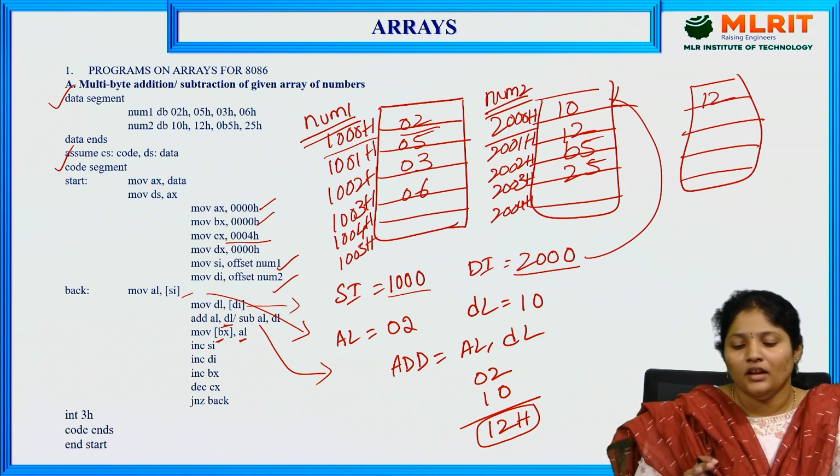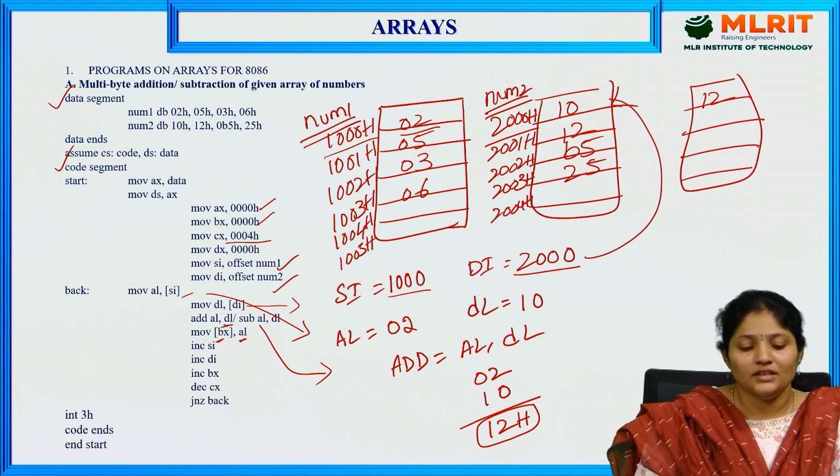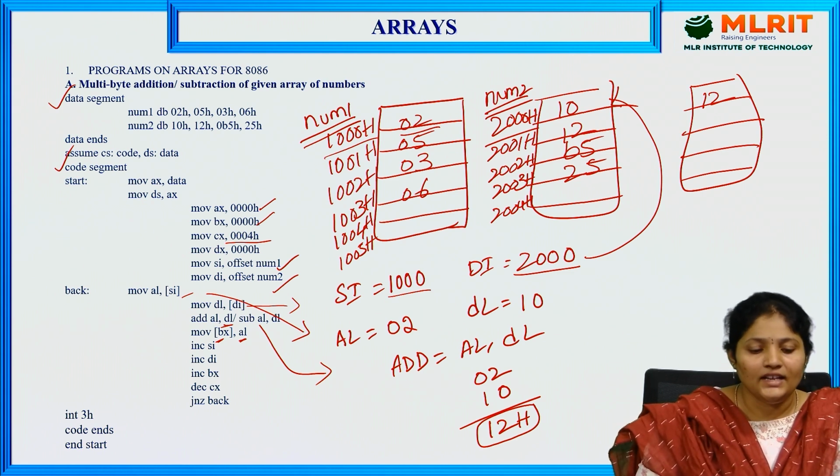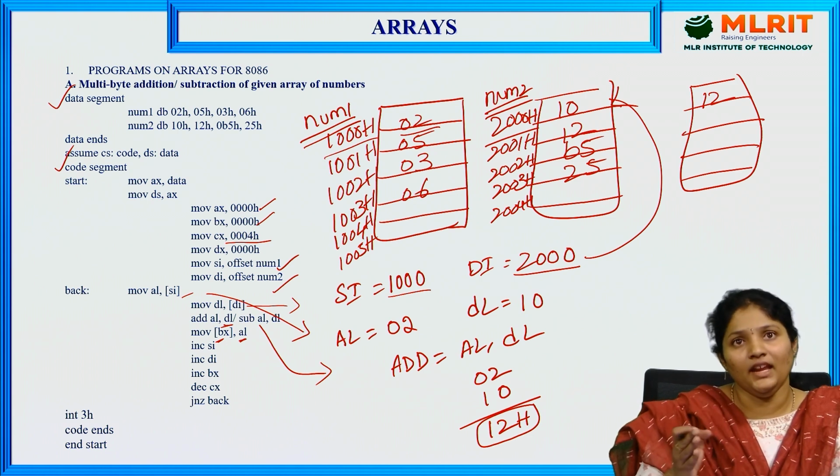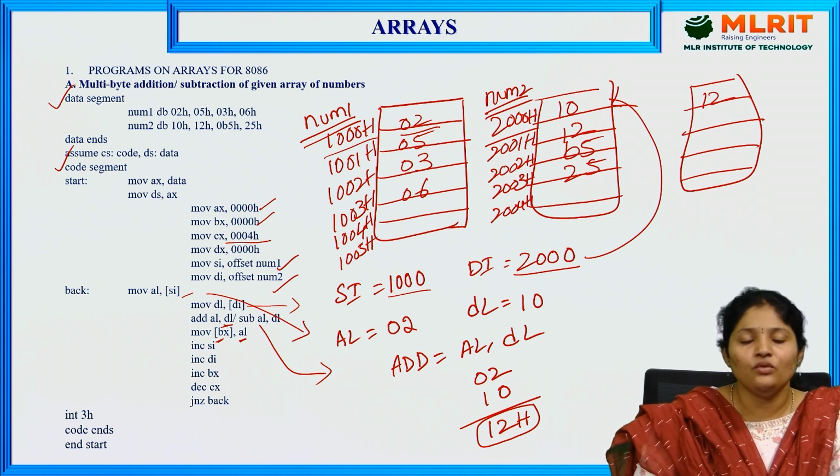Yes, fine. Now the starting numbers in the two arrays have been added. We need to move to the second number in each array. How will we move?